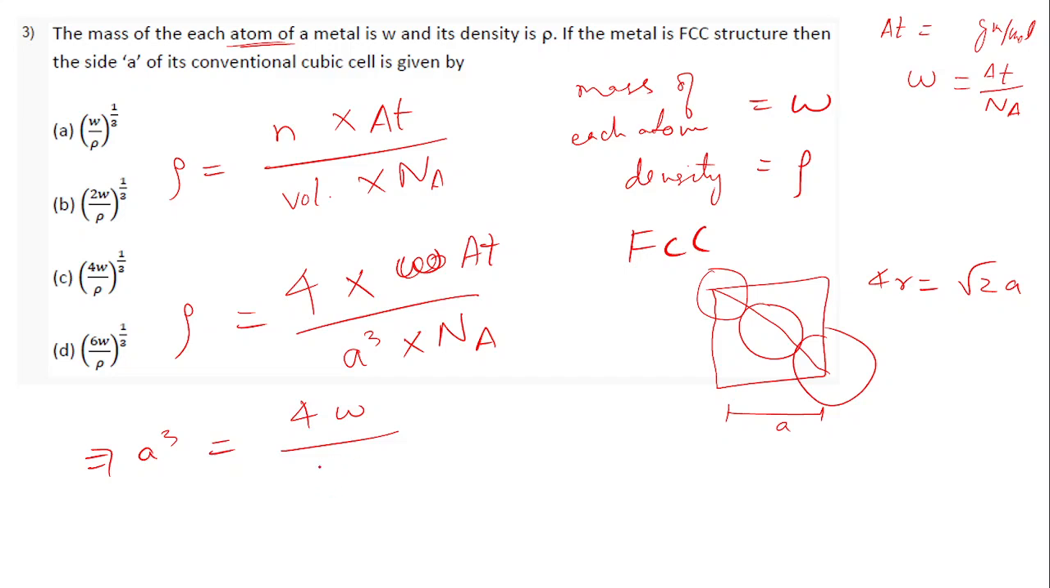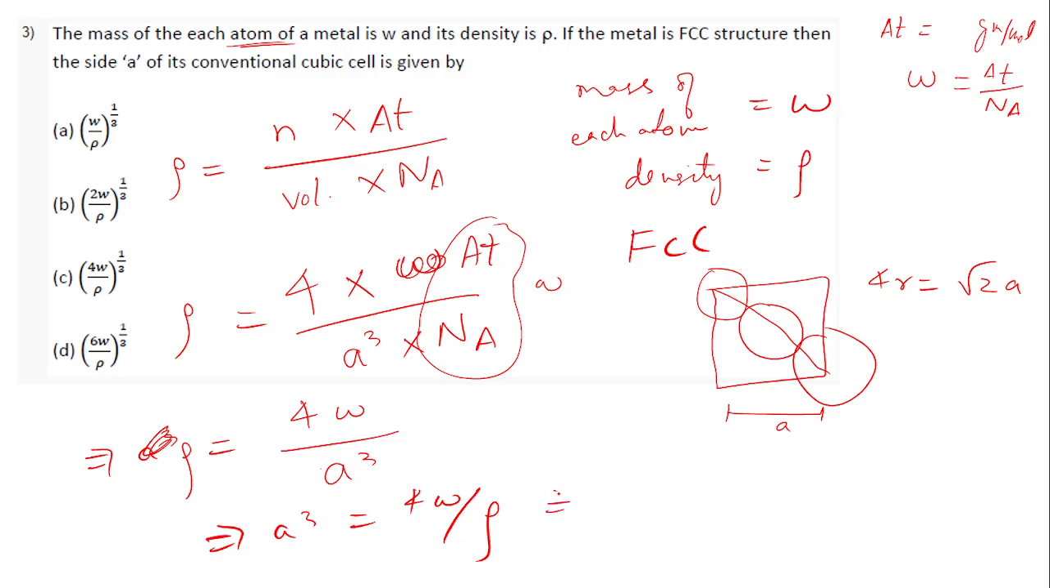And then if I just rewrite this, it is W, and that means a cube will be 4 W divided by density. Now a will be 4 W divided by density, whole 1 by 3. So the correct answer is 4 W divided by rho, to the power 1 by 3. This is the correct answer here.